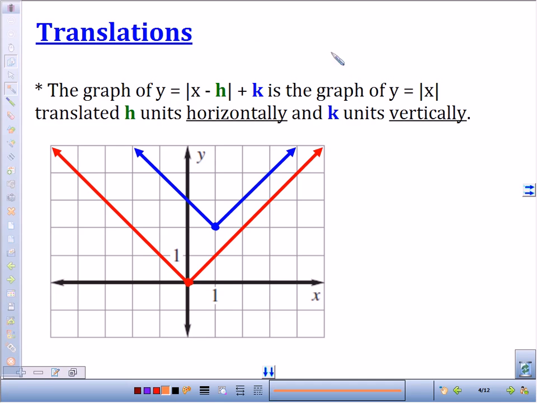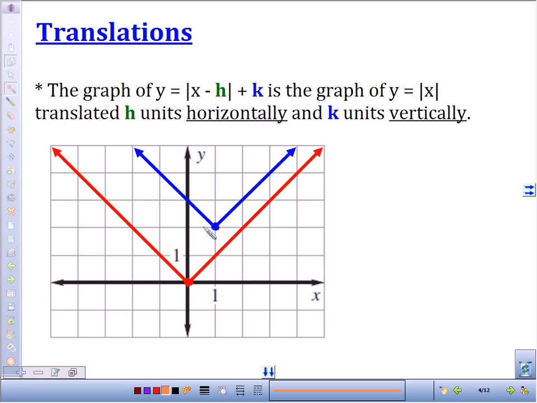Now, the graph of the absolute value of x minus h plus k is the graph of the parent function y equals the absolute value of x, translated h units horizontally and k units vertically. So when we're looking at the equation of an absolute value function, we can tell how far it moves left and right by looking at h, and how far it moves up and down by looking at k.